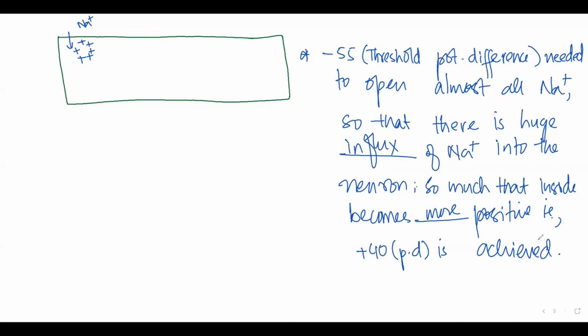What is meant by -70? That positive charge inside is 70 points less than outside. Yes or no? And what's meant by +40? That positive charge inside is 40 points more than outside. और ये +40 क्यों होता है बेटा? जब बहुत ज्यादा सोडियम आयन जाते हैं, initially -70.